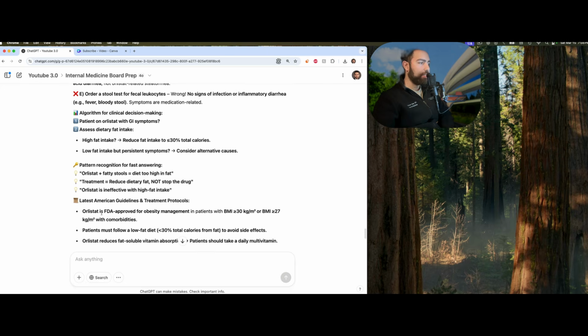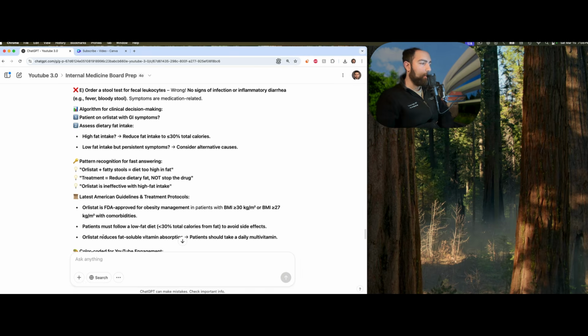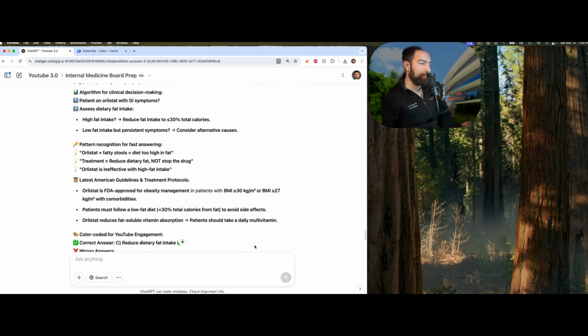And the latest guidelines: Orlistat is FDA approved for obesity management in patients with BMI greater than 30 or BMI greater than 27 with comorbidities. Patients must follow a low-fat diet, less than 30% total calories from fat, to avoid side effects. Orlistat reduces fat-soluble vitamin absorption as well, so patients should take a daily multivitamin. This also means there's another window of opportunity for boards to question you: somebody on Orlistat developing a complication of vitamin deficiencies, the ADEK vitamins, right?